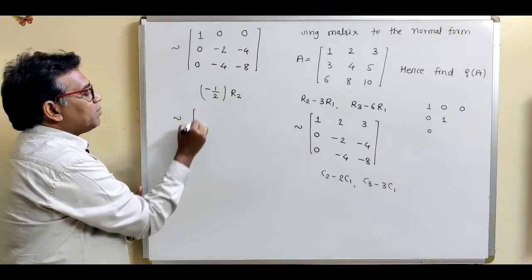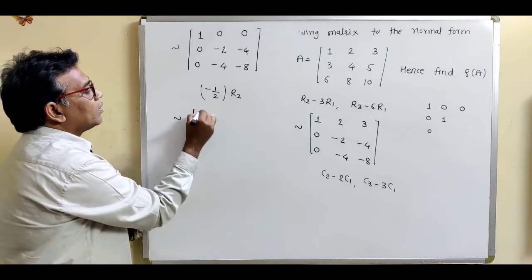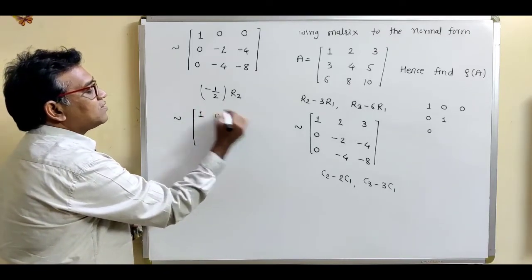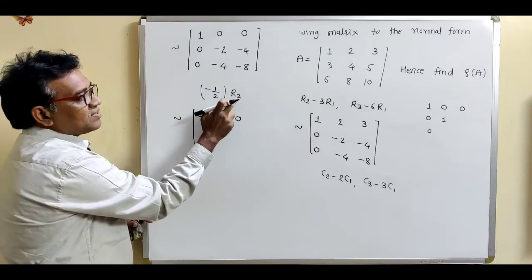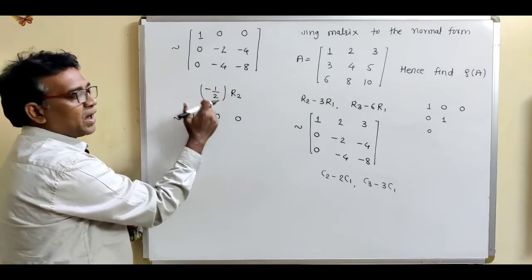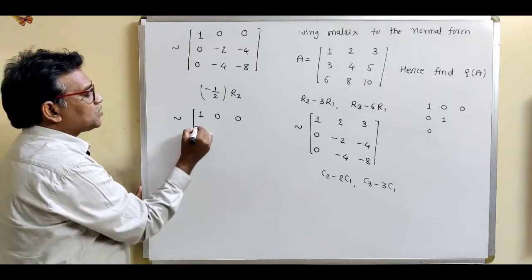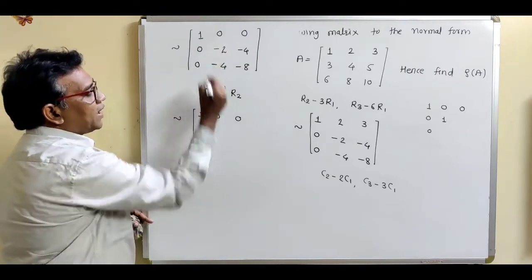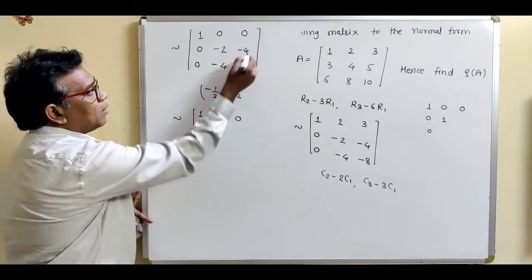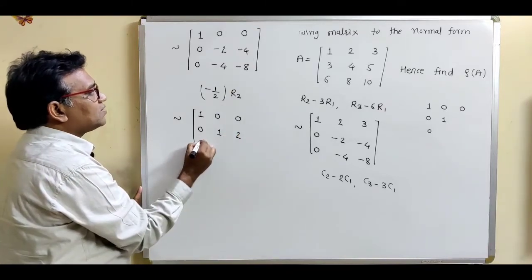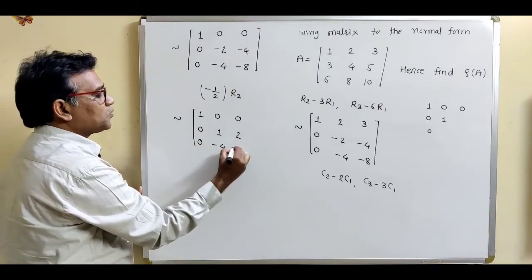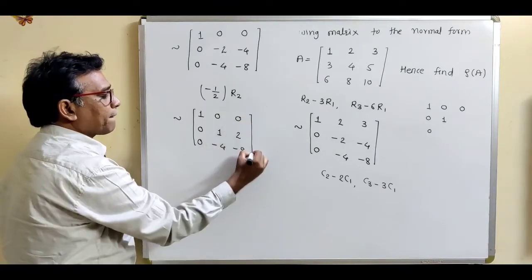So this is the equivalent matrix. First row as it is, 1, 0, 0. And multiply this second row by minus 1/2, or divide this second row by minus 2. So this is 0. Minus 2 upon minus 2, this is 1. Minus 4 upon minus 2, this is 2. And write down the third row as it is, 0, minus 4 and minus 8.